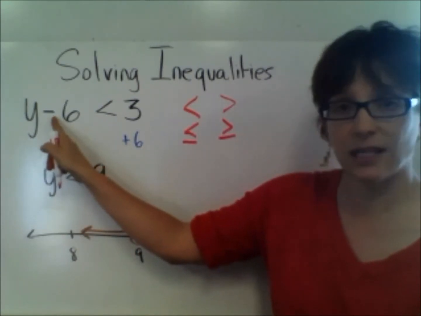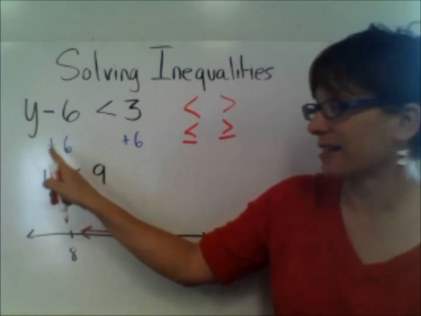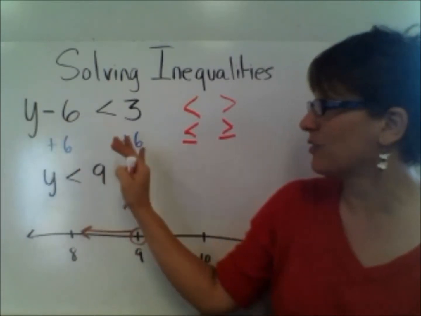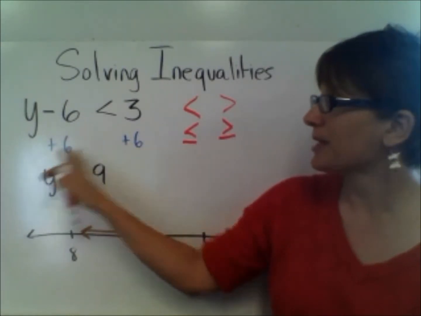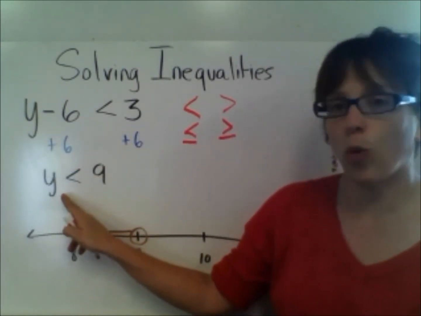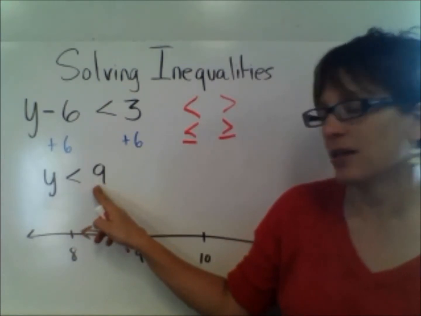I have a -6, so I need to add 6. Whatever I do to one side, I have to do the other side. +6, +6. y is less than 9.